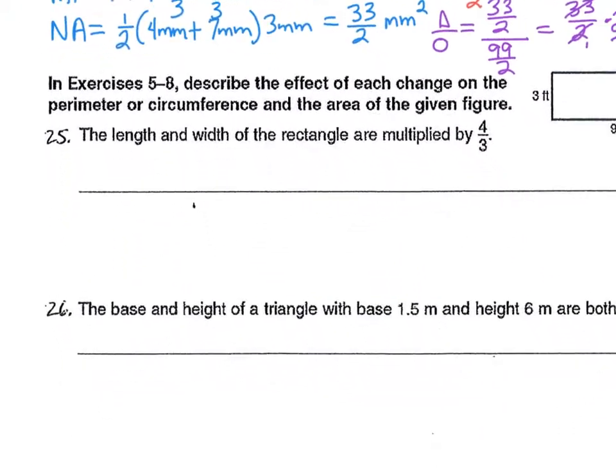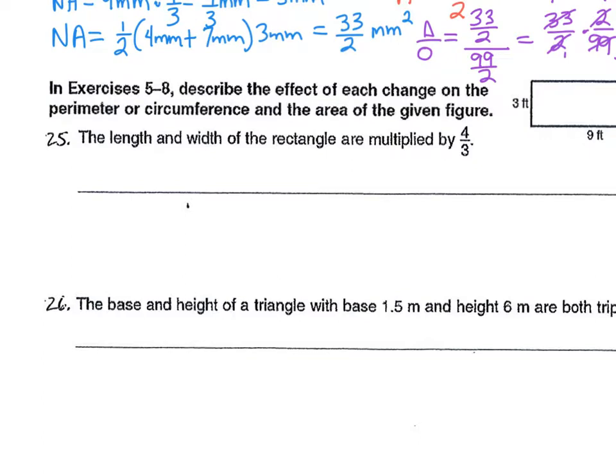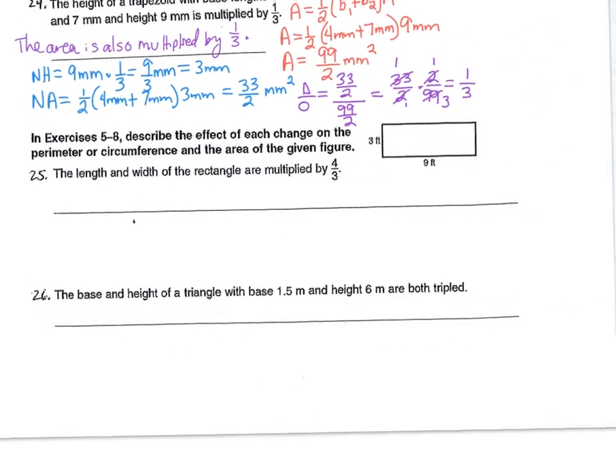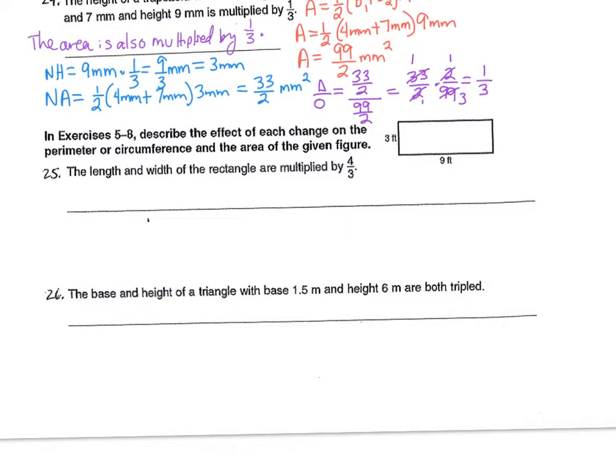Now, on the second one, number 25, it says, describe the effect of each change on the perimeter or circumference and the area of the figure given. So the first thing I need to do is to find the perimeter, okay? So first let me find the perimeter, and then I'll make the change. So here, let me get the perimeter. What's the formula for the perimeter of a rectangle? 2 times length plus 2 times width. There you go. Wonderful. I knew you wanted to say that.